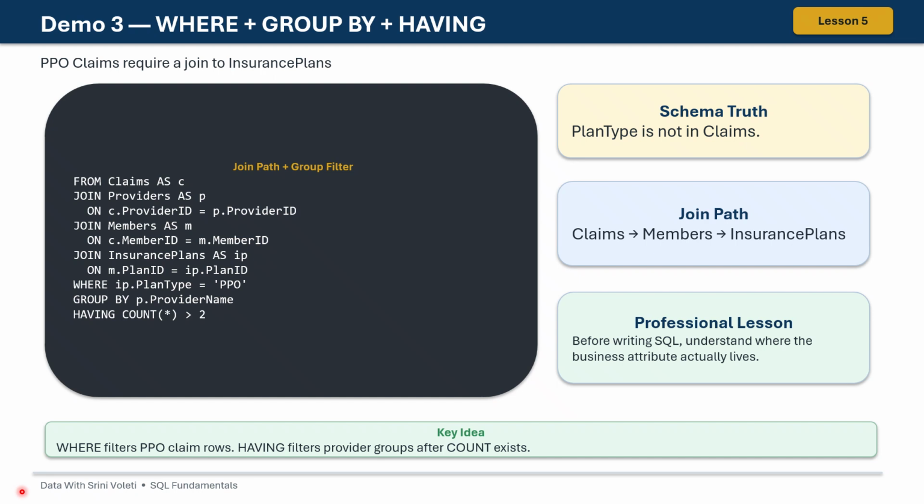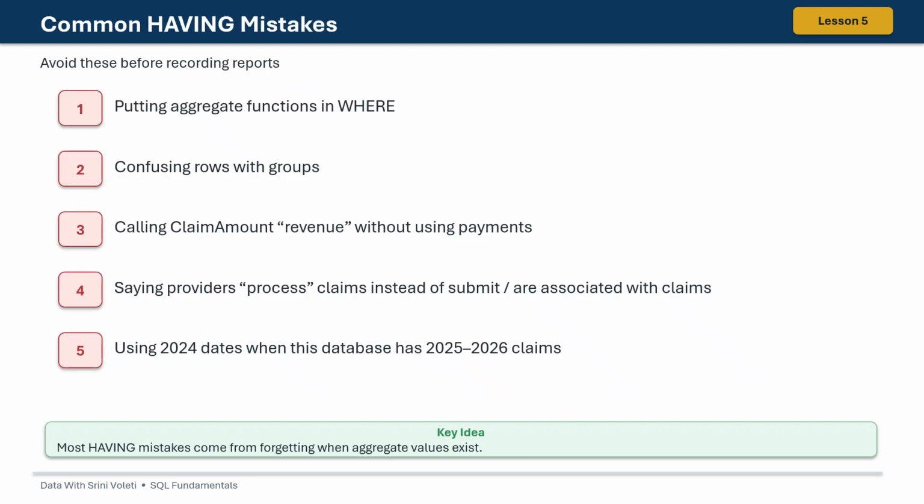Let us pause and review the most important HAVING mistakes to avoid before recording reports. The first mistake is putting aggregate functions in WHERE. WHERE runs too early, before aggregate values exist. The second mistake is confusing rows with groups. WHERE works with rows, HAVING works with the grouped summaries. The third mistake is calling claim amount revenue without checking the data meaning. In this database, claim amount represents the claim amount. If we want paid amount, we should use the payments table and payment amount.